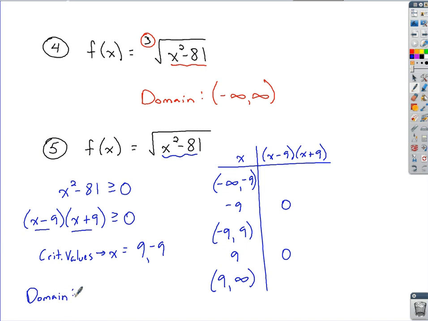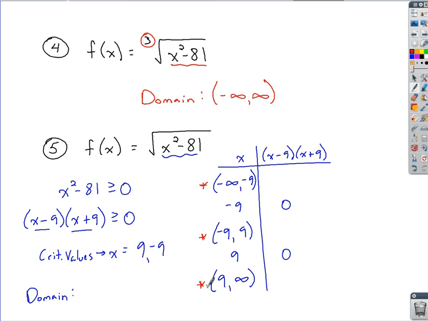We know that negative 9 and 9 will be included. We know that because it's greater than or equal to 0. So this negative 9 where it's 0, this 9 where it's 0, we want that. We've got to figure out which of these intervals we can also include with this domain.